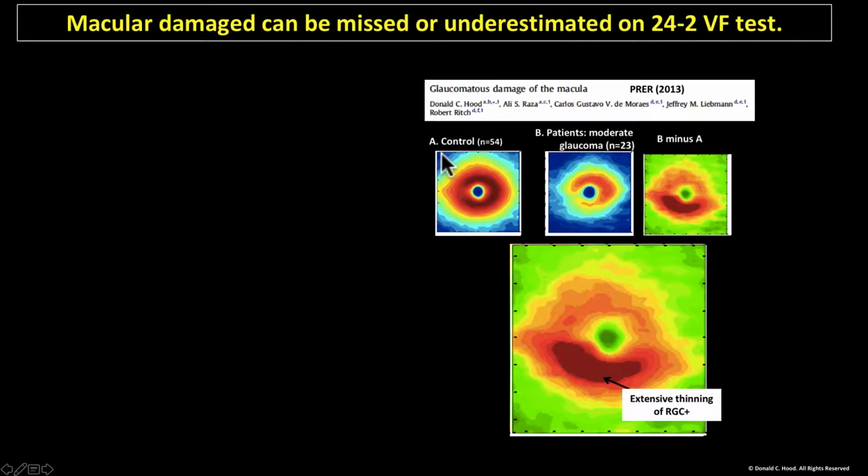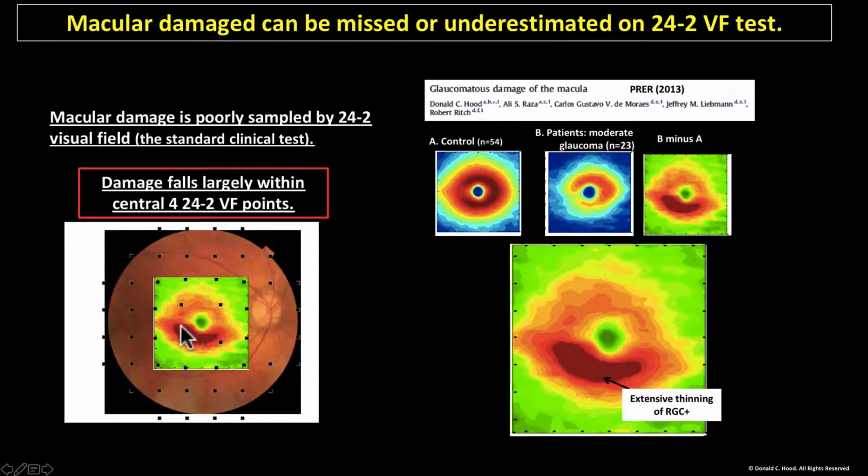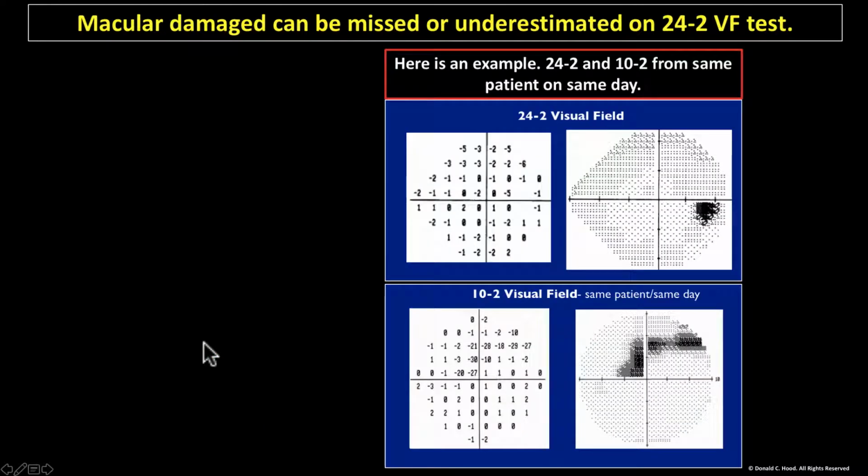Okay. So, I've already argued and supplied evidence that macular damage can be missed or underestimated on the 24-2 visual field test. And the reason for that, I'll remind you, is that the damage here is poorly sampled by the 24-2. So this is the most damaged region, and here are your points. You've got these 2 points that are close to it, but not even on it. So it's not surprising that the 24-2 can completely miss in some cases, and underestimate in most cases, macular damage.